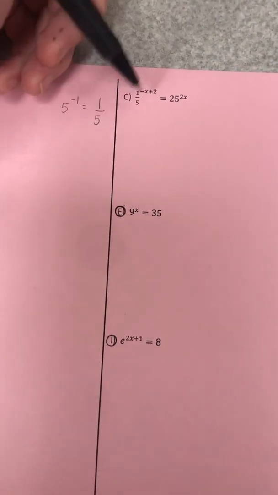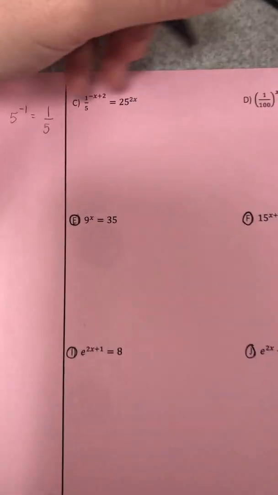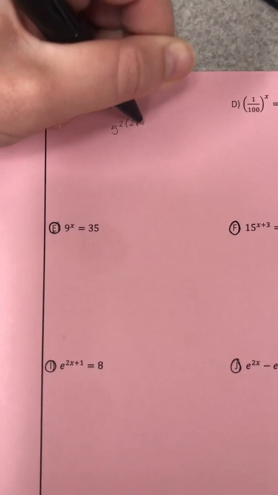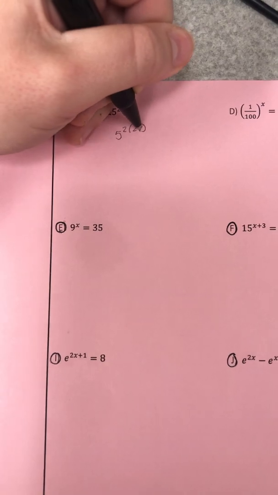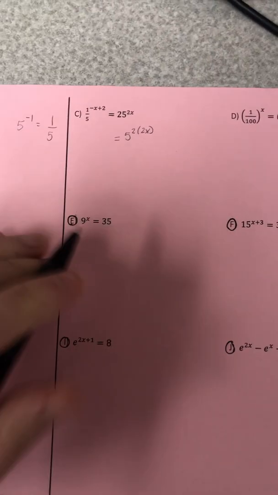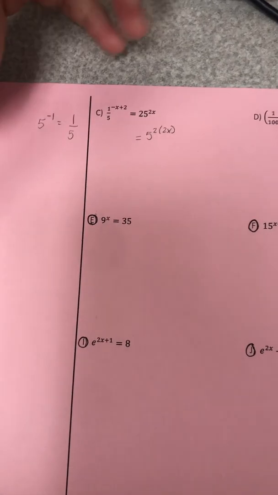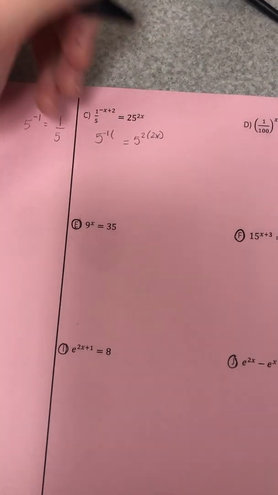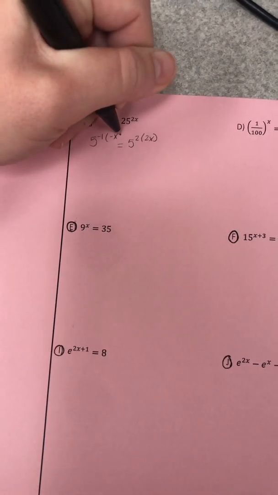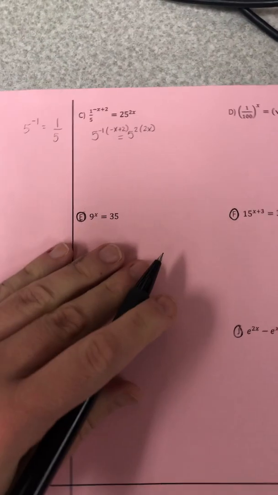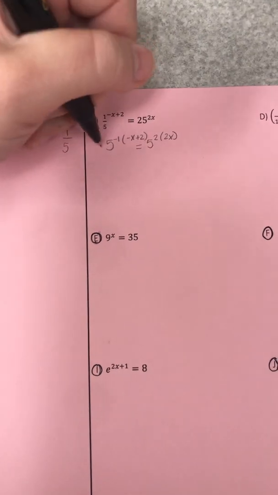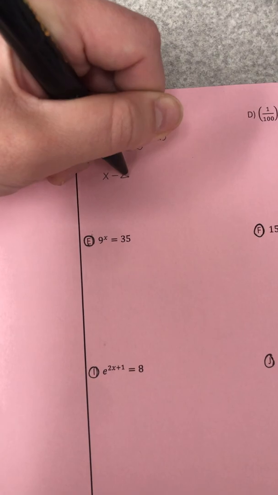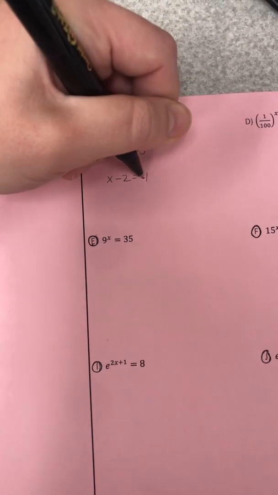All right, so we have 25, which we can go ahead and rewrite as 5 squared, but we have 2x here is equal to, let's see, we have 5 to the negative x plus 2. All right, I'm going to distribute and get rid of my bases at the same time. Negative times a negative will make a positive x. Minus 2 is equal to 4x.